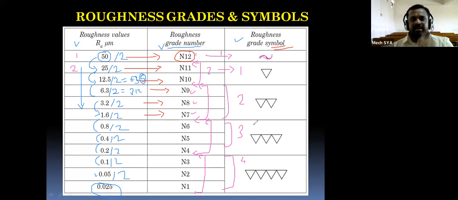Then we have to combine. First of all, we combine the two grades, and we give only one triangle. Then we combine the three grades and give two triangles. Again, we combine three grades and give three triangles. Again, we combine three grades and give four triangles. Understood? Yes or no? Yes, sir.